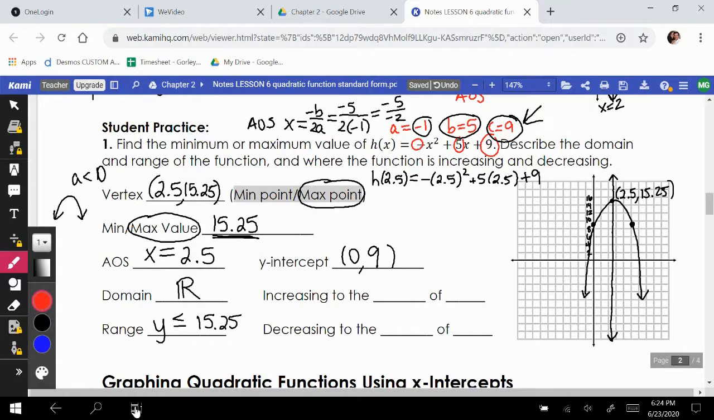Okay? For increasing and decreasing, we're going to work our way from left to right. Put your person on the left side of the graph and think about what they'd have to do first. They'd have to go up the hill, so that would be increasing, until they got to the axis of symmetry. And then once they got to the axis of symmetry, they'd have to go down the hill, so that would be decreasing. So I'm going to say it's increasing to the left of the axis of symmetry, and the axis of symmetry is x equals 2.5. And it's going to be decreasing to the right of the axis of symmetry, x equals 2.5.